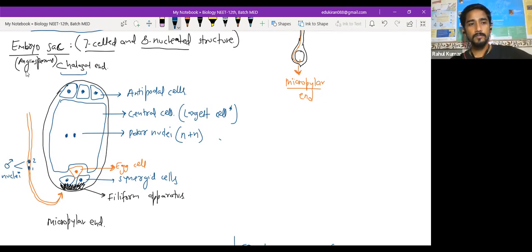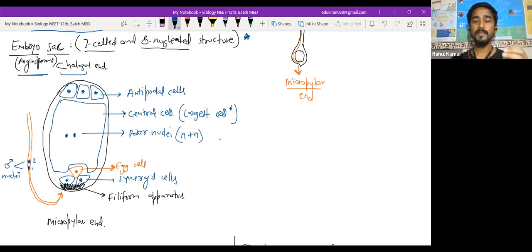In angiosperms, it is very interesting, and this has also been asked in boards, so it is important. The question was: draw with the help of a diagram, explain the 7-celled and 8-nucleated structure of the embryo sac in angiosperms. So in angiosperms, the embryo sac has a total of 7 cells and 8 nuclei.